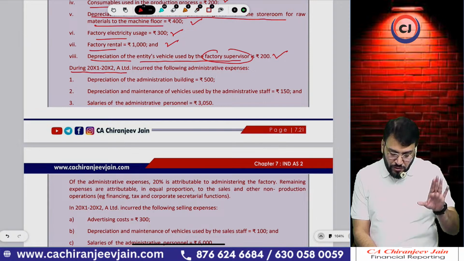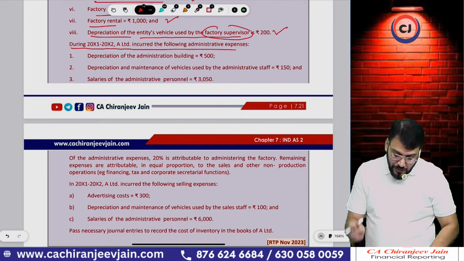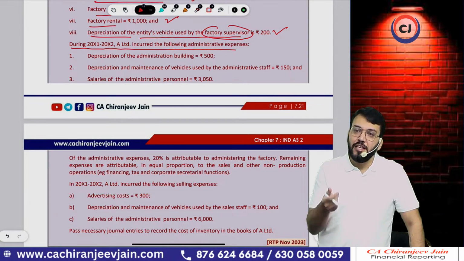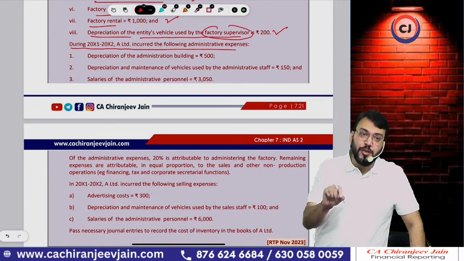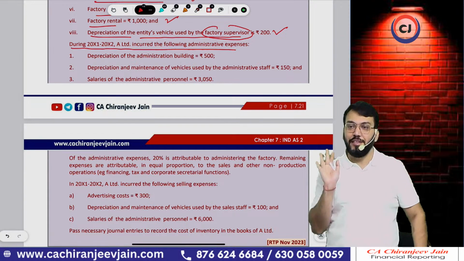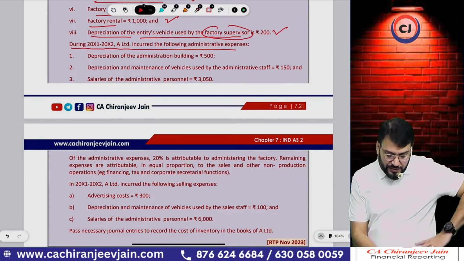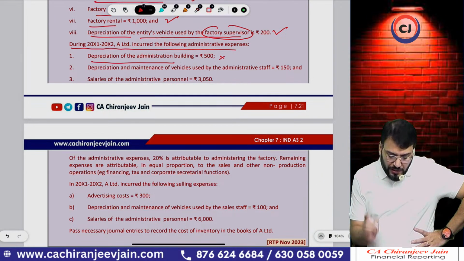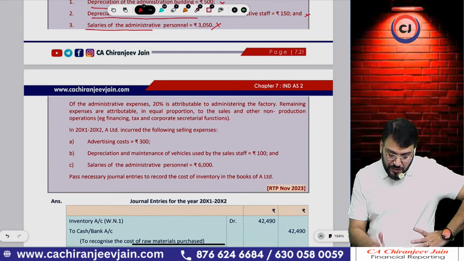During 2001-2002, A Limited incurred the following admin expense. Admin expense will not be added, but if there are some admin expenses which can be attributed directly, that can be allocated. Let us read. Depreciation, of course, initially not. Depreciation and maintenance of vehicle, initially not. Theory of admin per se, initially not. But if there is some special point given, then we can add.